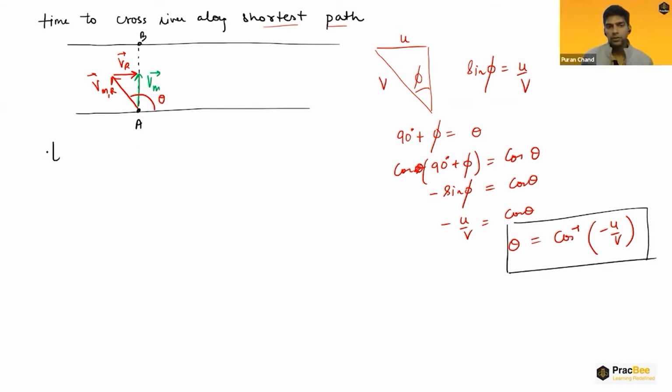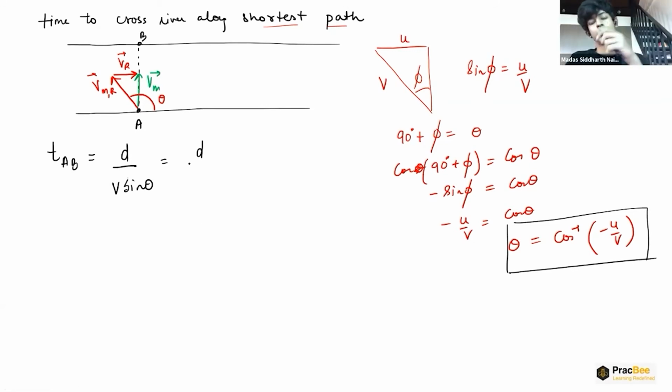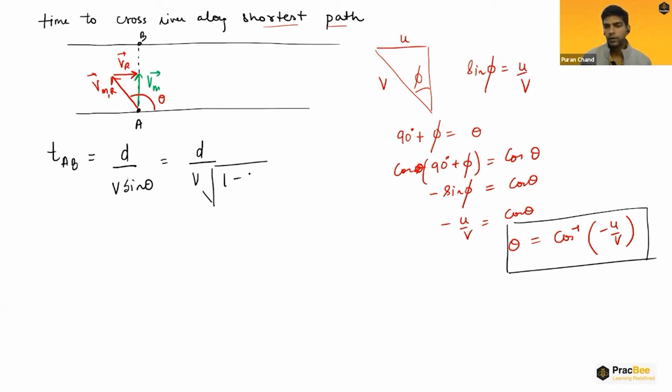Now, what is the time taken to cross the river? Time from A to B will be the distance, that is D, divided by the speed in that direction. So it will be V sine theta. Got it? The vertical component of VMR will be sine theta, and the horizontal component will be cos theta. So let us put the value. D upon V sine theta will be D upon V times the square root of 1 minus U square by V square. That will be D over the square root of V square minus U square. Got it? You can clearly see that your VM is nothing but the square root of V square minus U square. So this will be the time to cross the river along the shortest path, right?